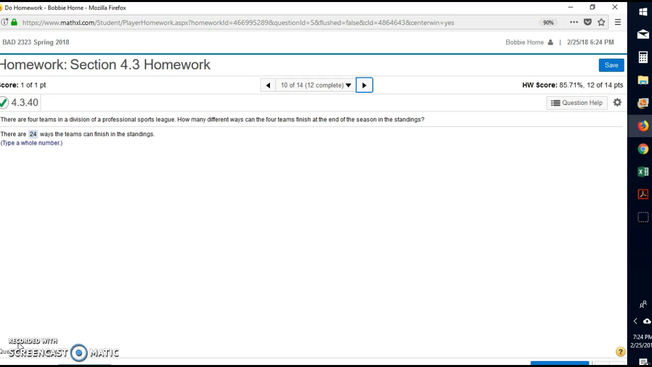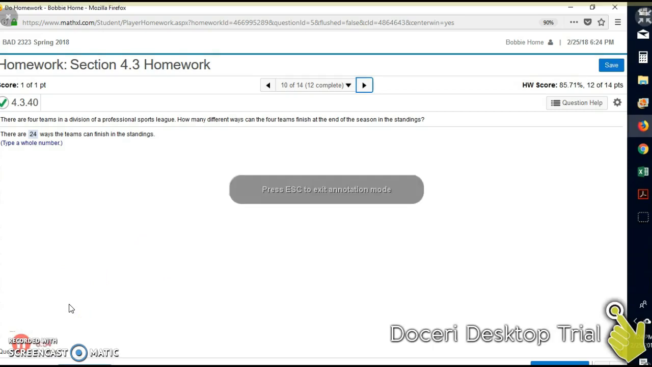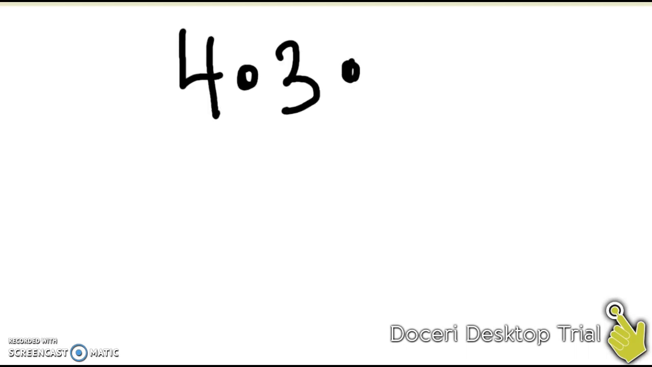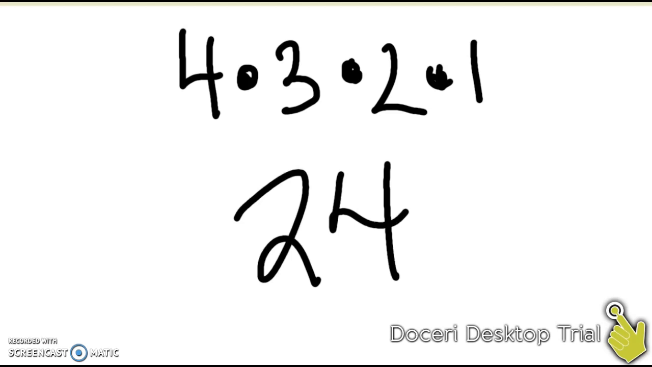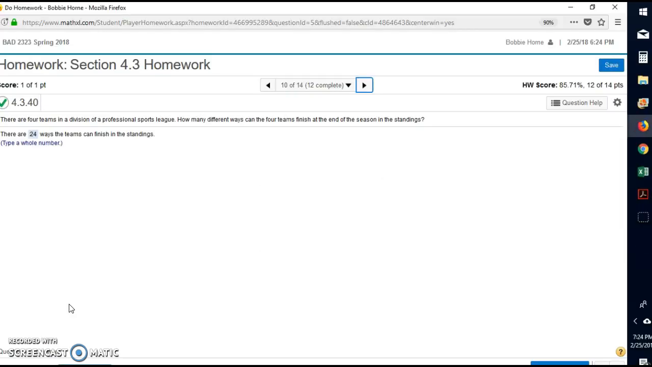So to do a permutation with just the number 4, all you're going to do is you're going to do 4 times 3 times 2 times 1, just 4 factorial. So that would be 24 would be the total number of ways you would finish.